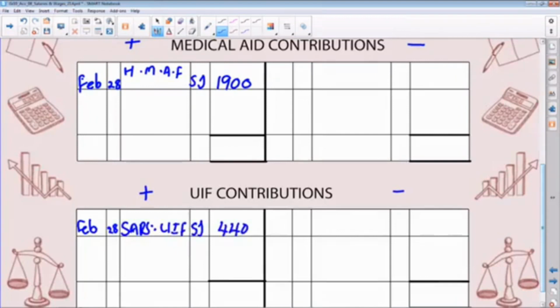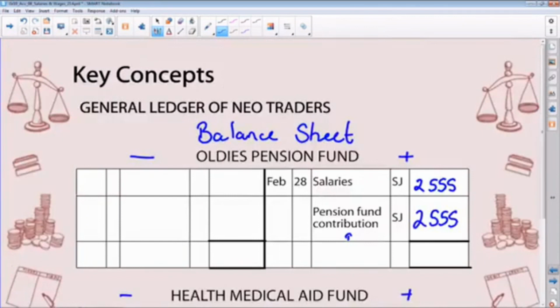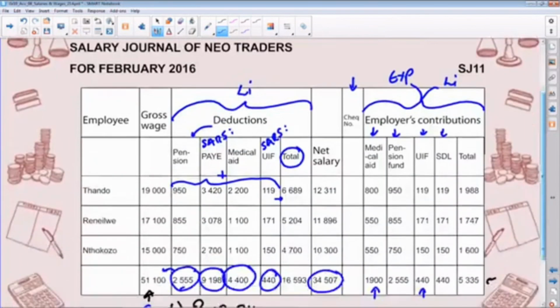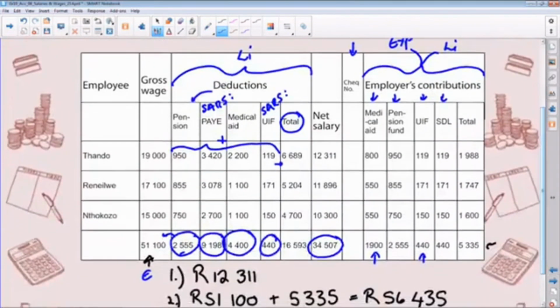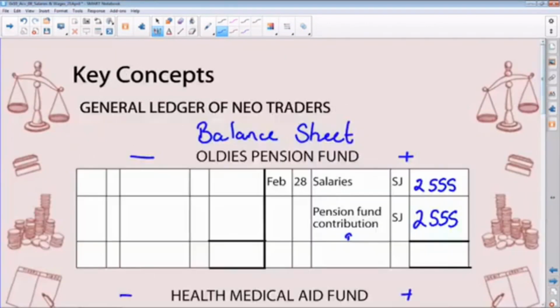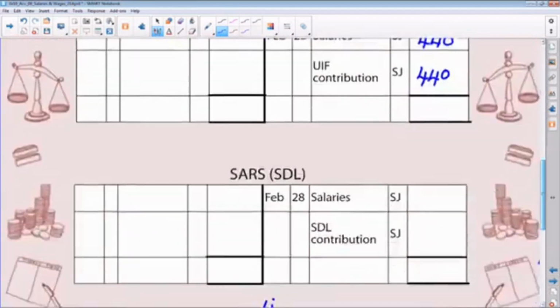Now, let's go to the very last column in your salaries journal. There it is. SDL. We have a contribution here. So again, an expense and a liability. Let's go and post it to the general journal. Let's go and see. I gave you the liability SARS SDL.